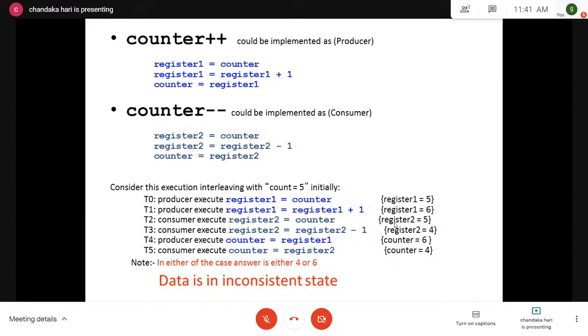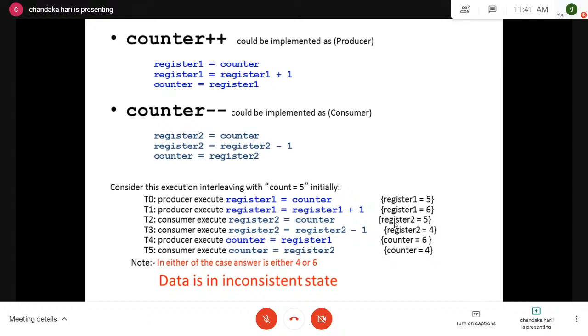Now, at time T4, register 1 value is updated to counter. What happens? The 6 is overwritten, and after that it is overwritten by the consumer with 4. The answer is 4. Suppose at time T4 the consumer is done, and at time T5 the producer is done. In that case, initially 6 is updated and after that 4 is updated. Otherwise, initially 4 is updated, and after that 6.